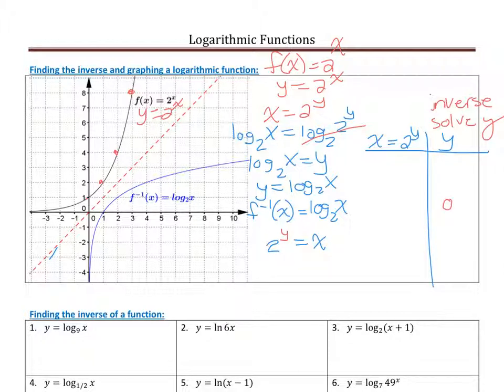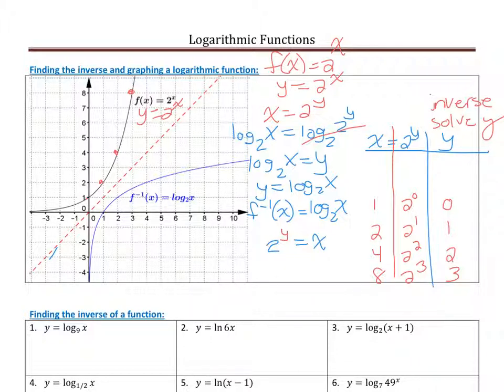So let's say some easy values for y. Of course, always 0 is a good one. So we could say 2 to the 0, which would give us an x equal to 1. And let's just make a table here. Okay, how about y equals 1? 2 to the 1 equals 2. Y equals 2, we've got 2 squared, which is 4, and so on. Oops, I've got a little mistake here. This is 2 cubed.